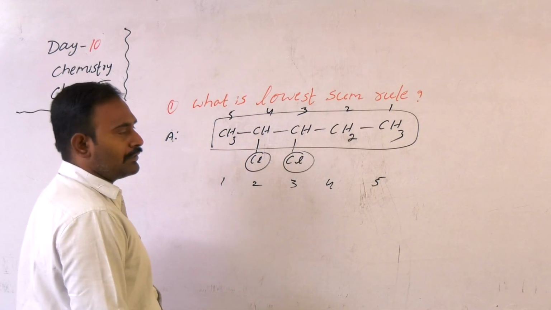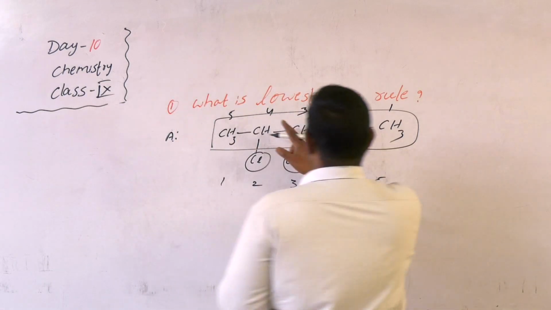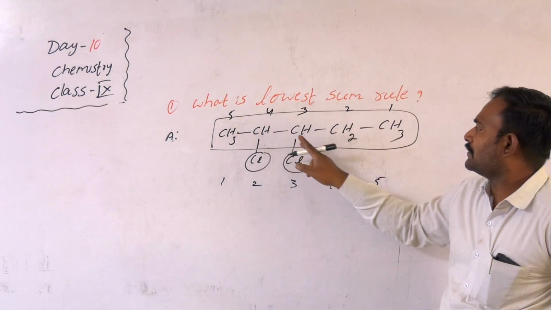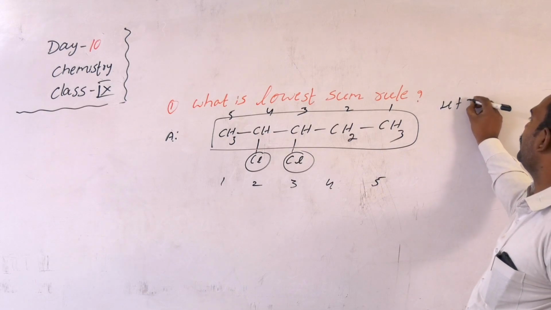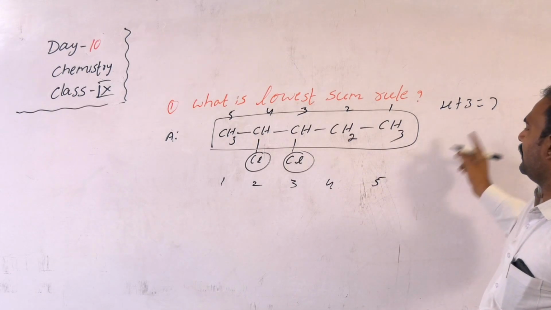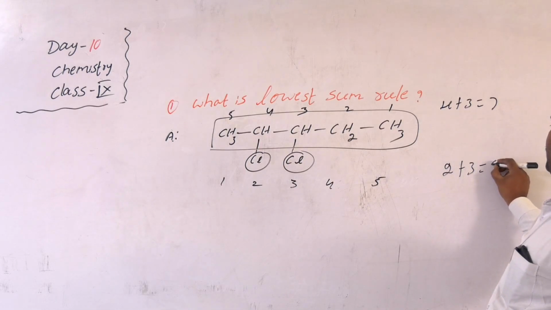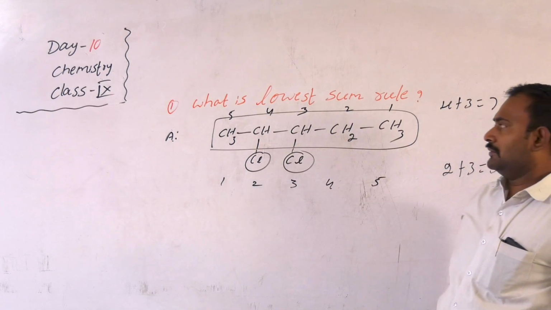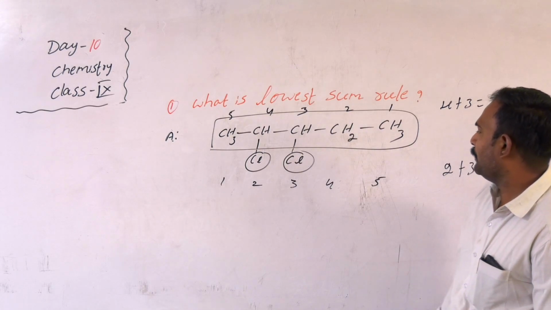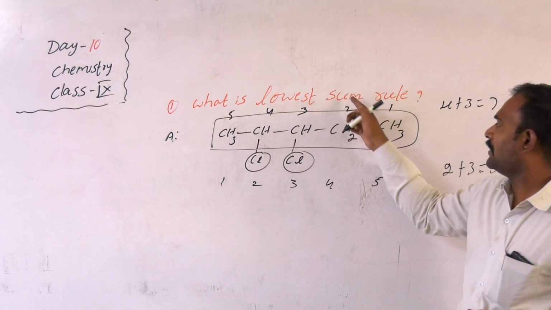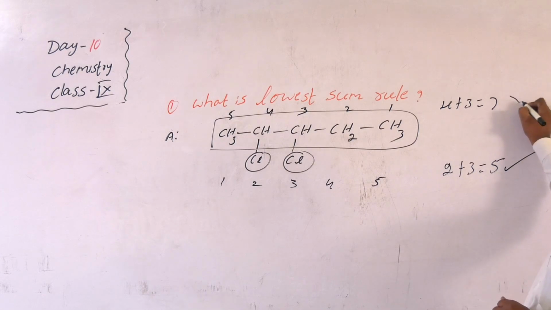Now which one is the correct one? In this one, if you count the positions of the substituents, they will be 3 and 4, then 7. In this one, the positions of the substituents are 2 and 3, so it will be 5. So the sum of the substituent numbering should be low. The rule is called the lowest sum rule. So this is the correct one, and this is the wrong one. That is called the lowest sum rule.